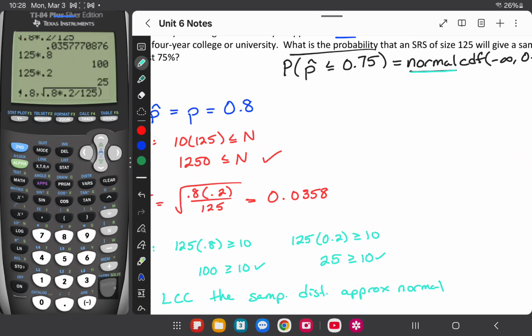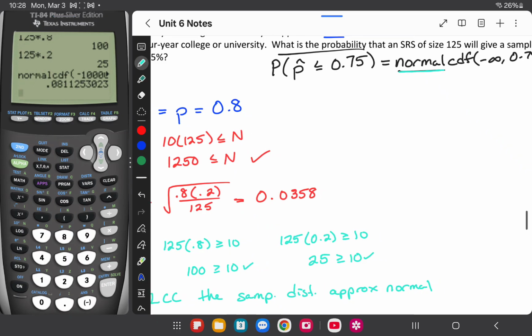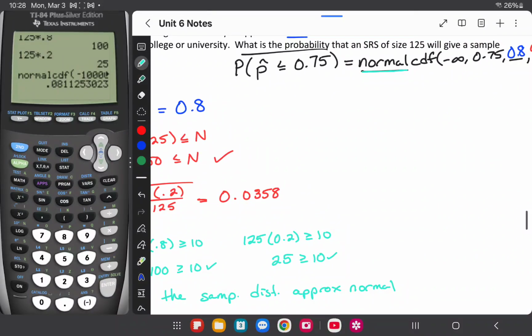And when I go ahead and paste that in here, it's going to tell me that my probability of that is approximately 0.08. And there would be my probability. So it looks like the probability, again, that my sampling distribution p hat comes up with a value less than or equal to 0.75 is going to be 0.0811.